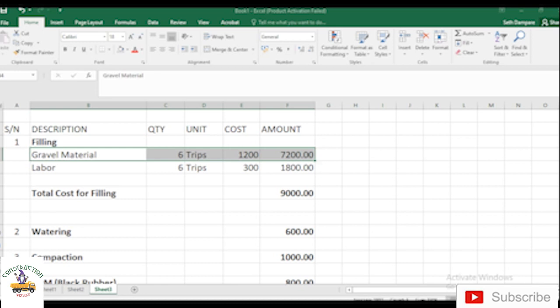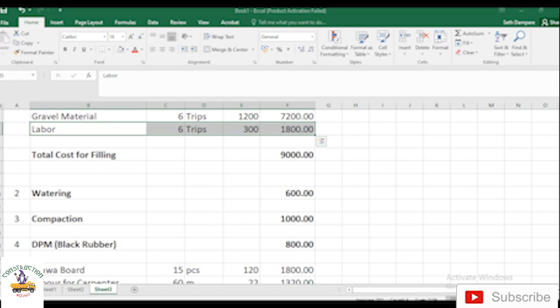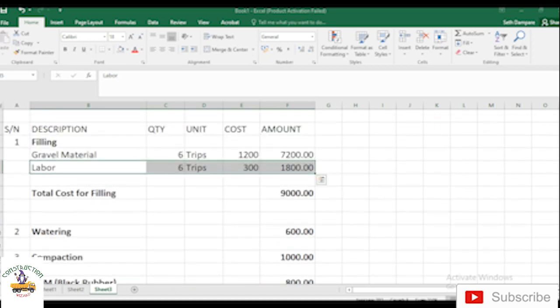The six trips are 20 cubic trucks, and one truck cost us 1,200, so if you multiply 1,200 by the six trips, it amounted to 7,200, and then we spent 1,800 on the labor. For each trip of gravel that got to site, we spent 300 cedis for the filling, and so the total cost for the filling amounted to 9,000 Ghana cedis.